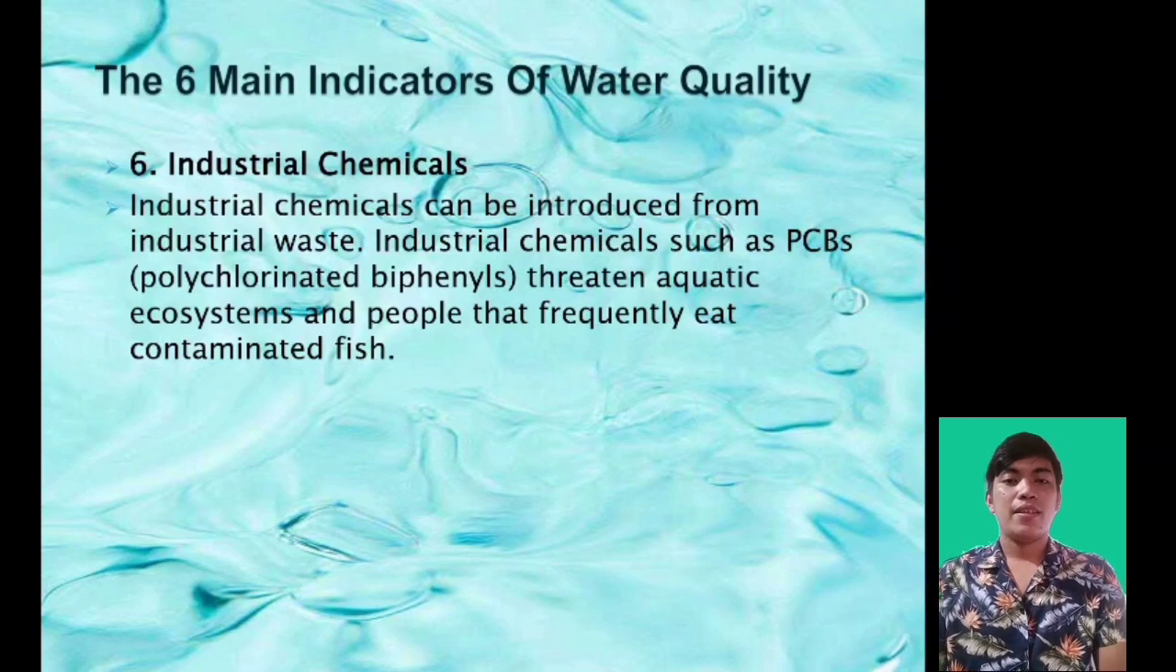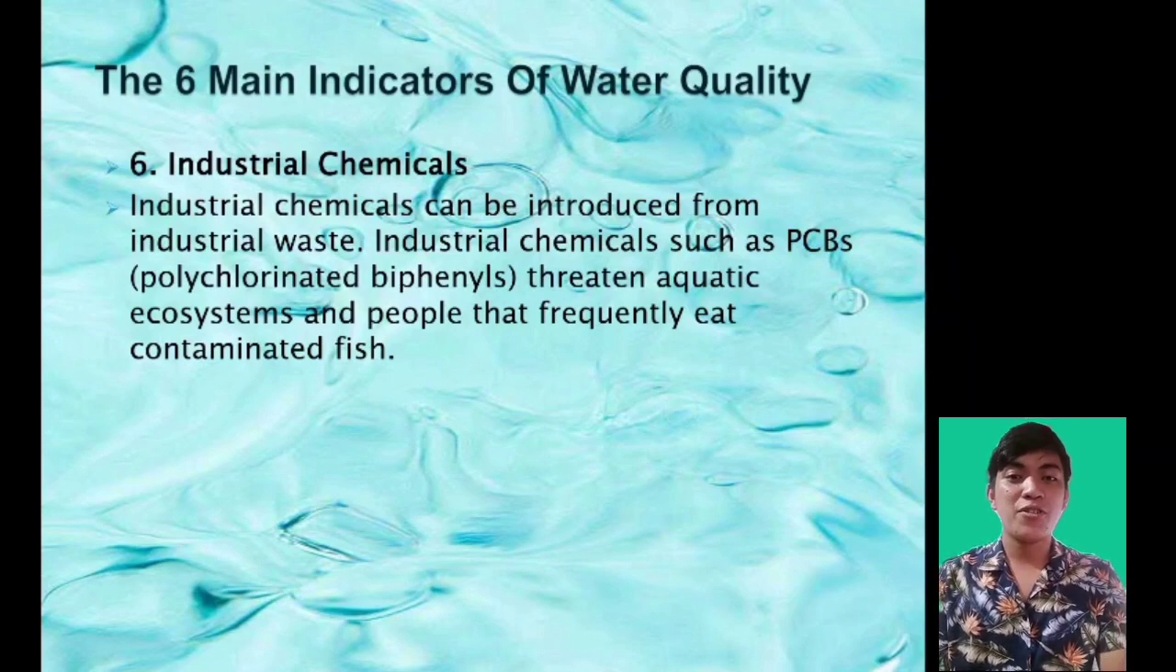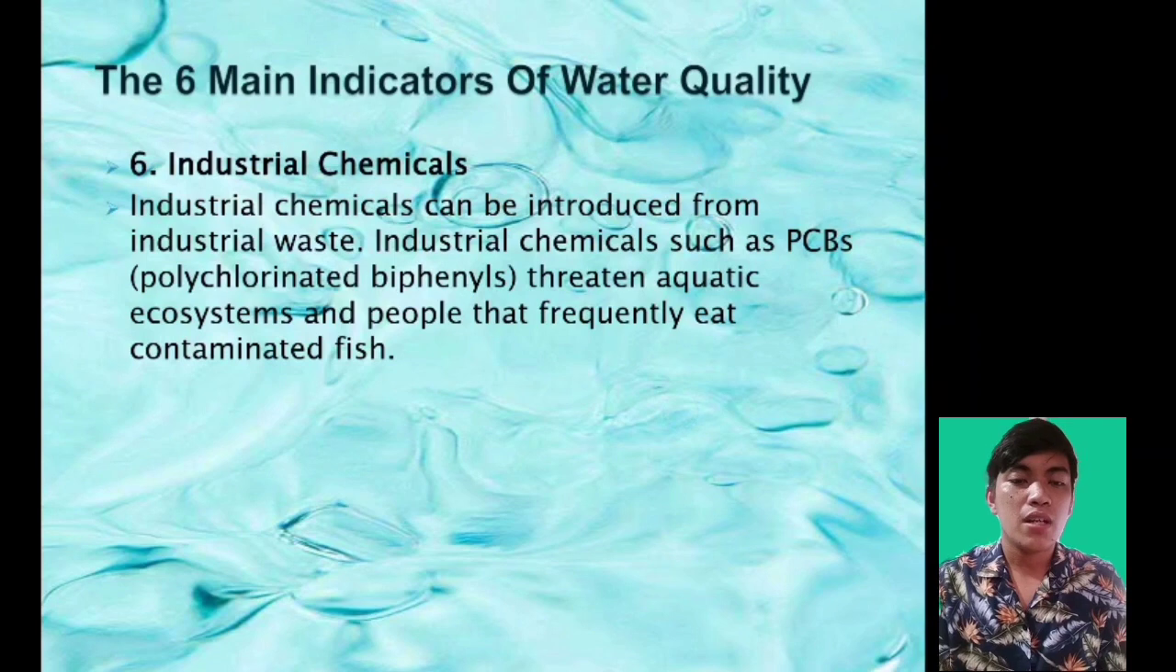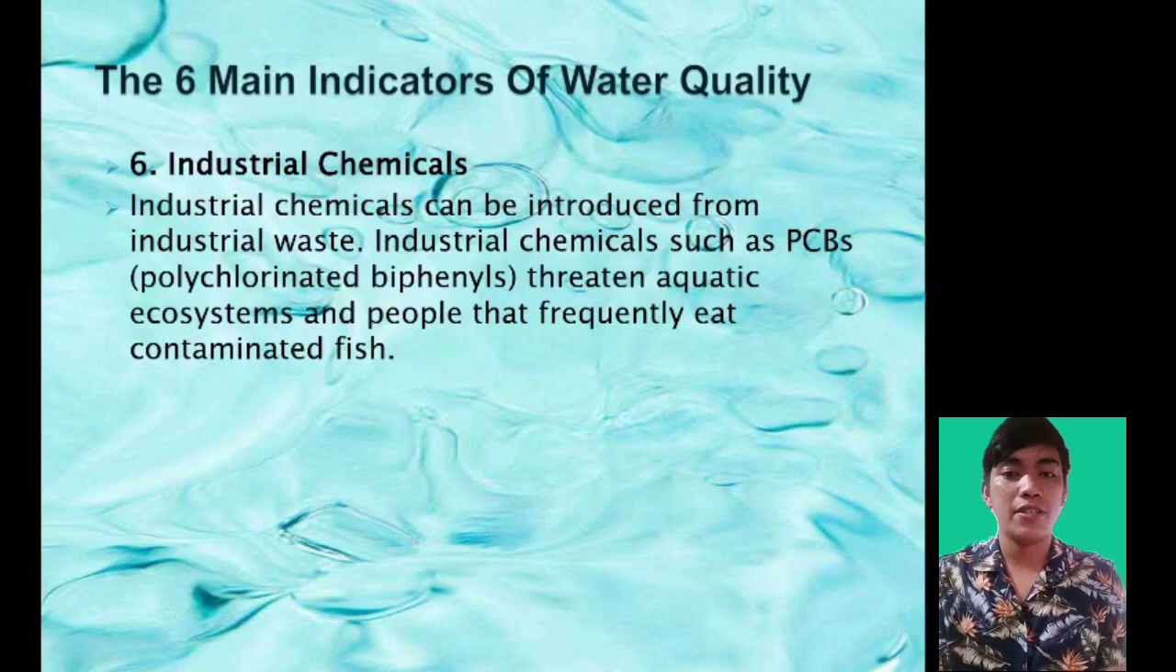Number six, industrial chemicals. Industrial chemicals can be introduced from industrial waste, such as PCBs, or polychlorinated biphenyls. They affect the aquatic ecosystem and people that frequently eat contaminated fish.